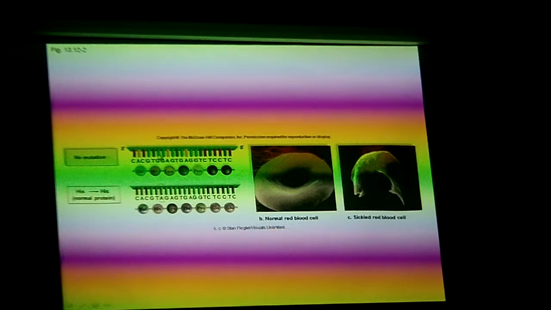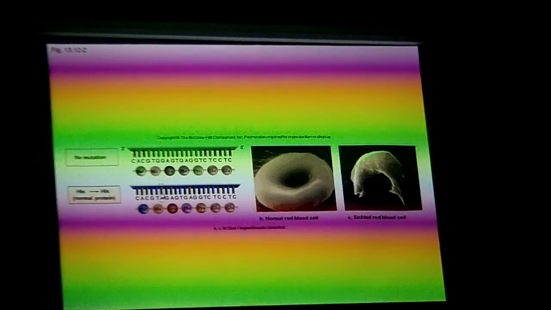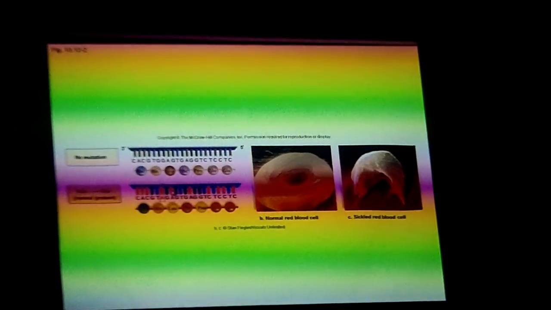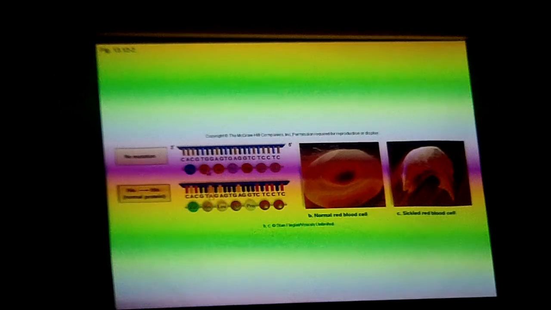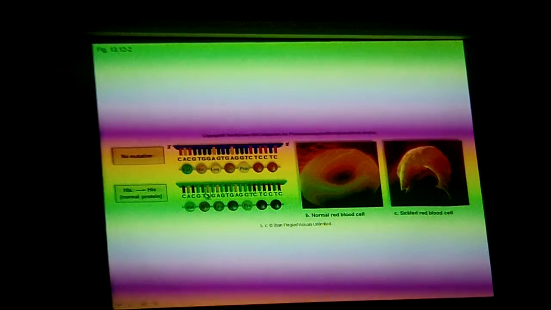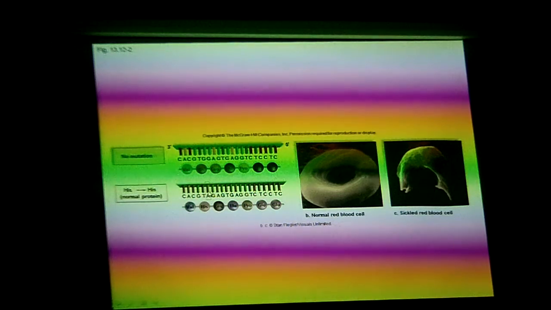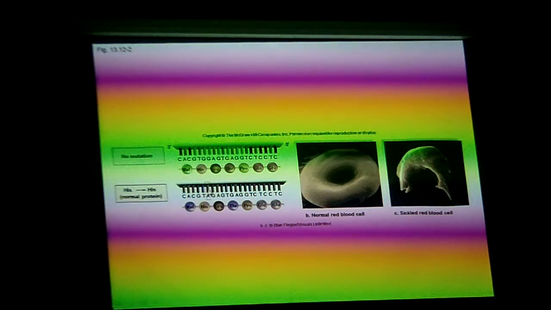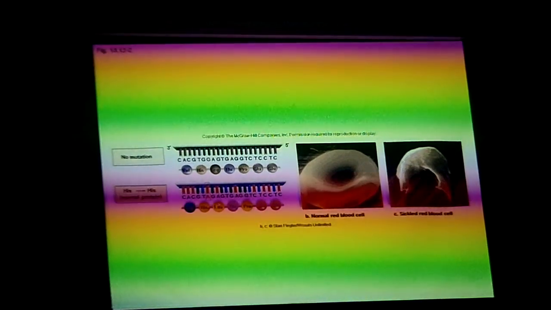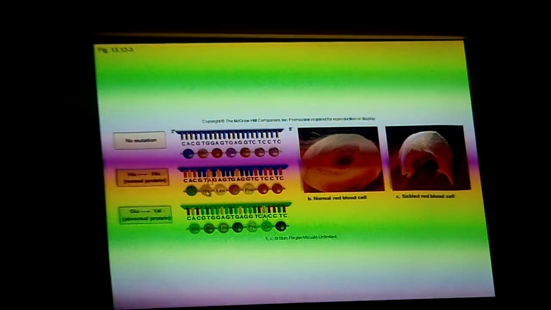After the GT, if that base gets changed from a G to an A, you don't get any change, because that still codes for the same amino acid. It still codes for histidine. A mutation of one nucleotide, one nitrogen base there. So if it changes from a G to an A, you don't get any difference.